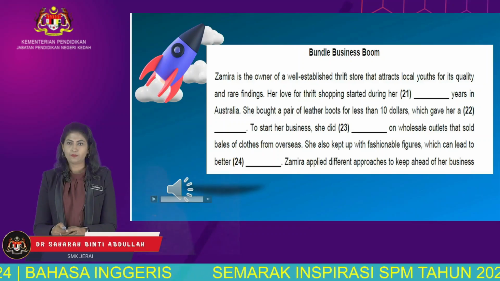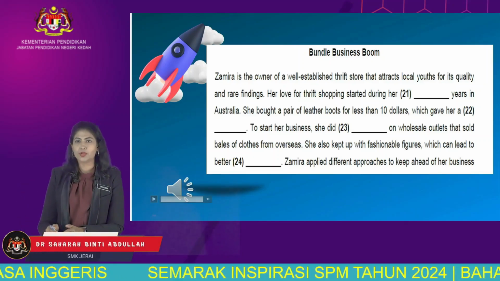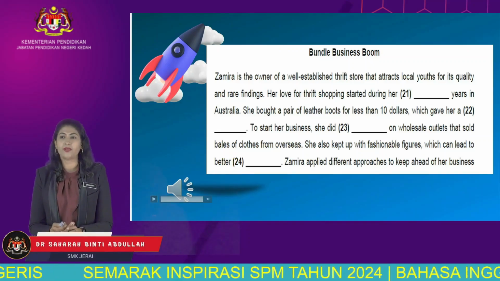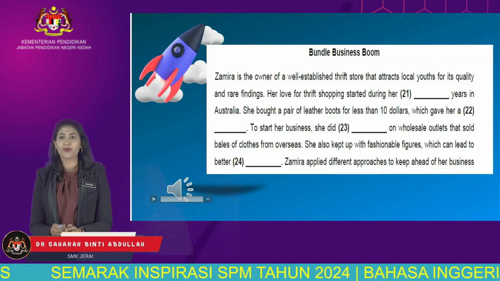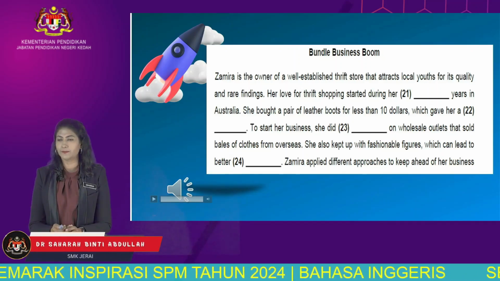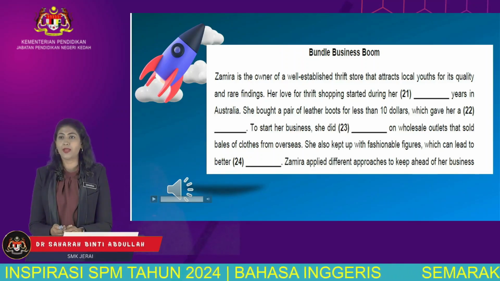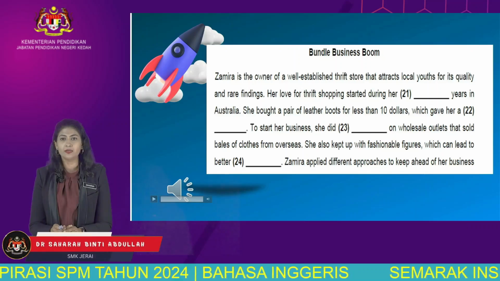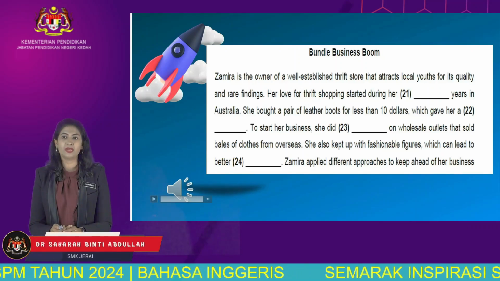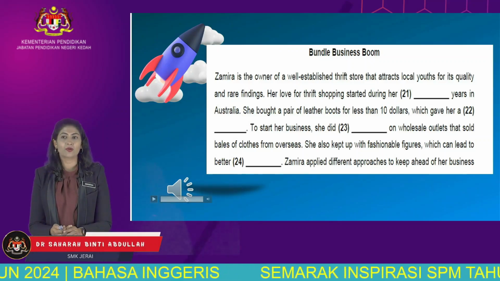Okay, alright students. Look at the text, okay. Bundle business boom. Zamira is the owner of a well-established thrift store that attracts local youths for its quality and rare findings. Her love for thrift shopping started during her, so what could be the answer? Okay, years in Australia. She bought a pair of leather boots for less than $10, which gave her a, what could be the answer? I hope you got the answers, okay. To start her business, she did research on wholesale outlets that sold bales of clothes from overseas.